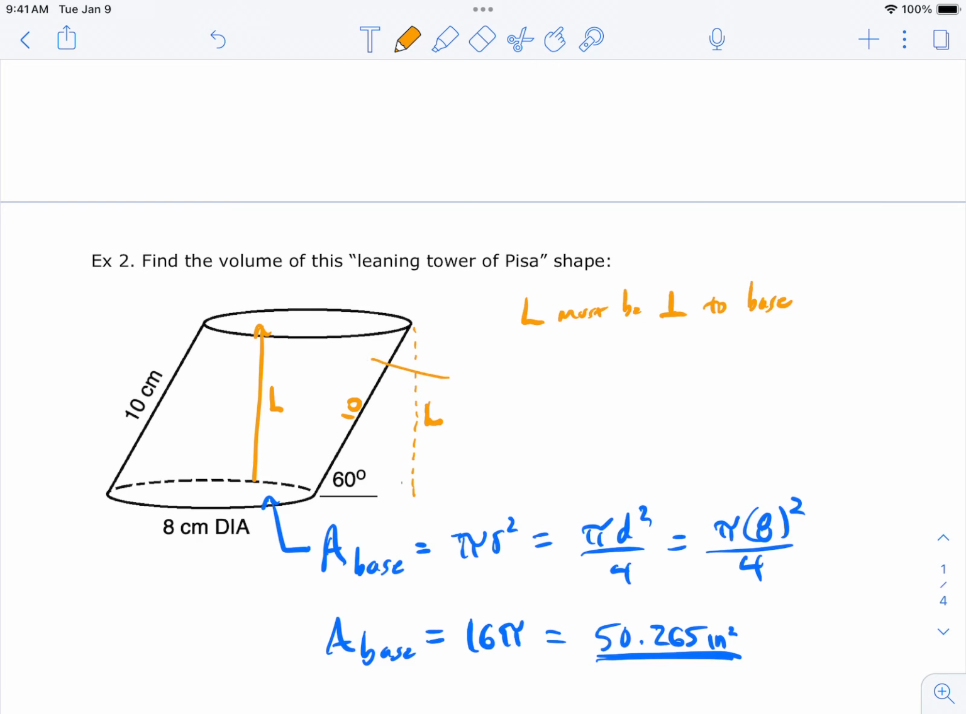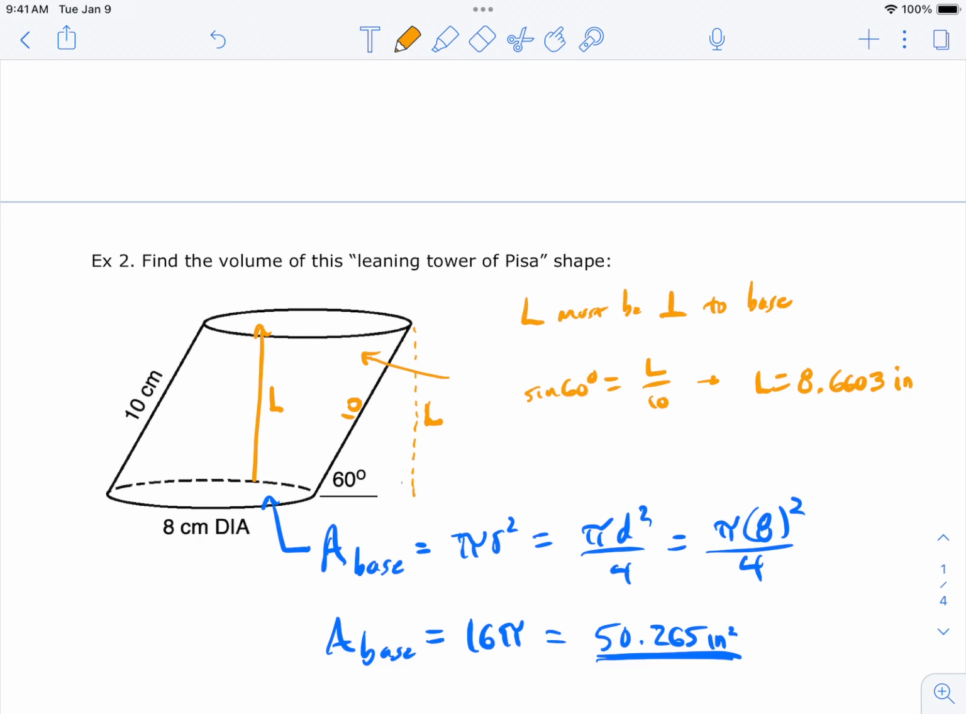So it looks like that would be a sine, right? Opposite over hypotenuse. So the sine of 60 degrees is the L over 10. And so you very quickly find out that 10 times sine of 60, boom, that L is 8.6603. And those would be inches.